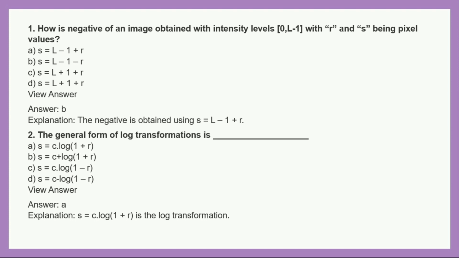is option B, that is S is equal to L-1 plus R. Sorry, there is a mistake in typing. So right answer is option A, that is S is equal to L-1 plus R. So next question is, the general form of log transformation is option R over here, and the right answer is option A, that is S is equal to C dot log 1 plus R, that is the log transformation.